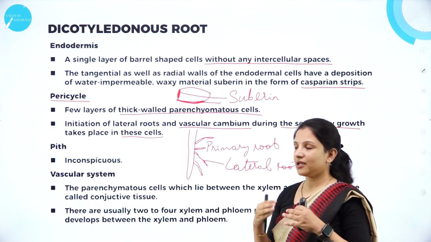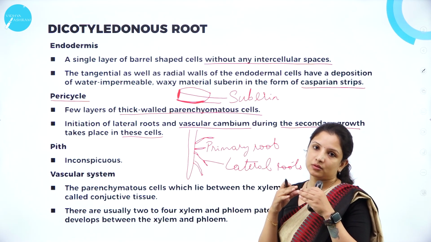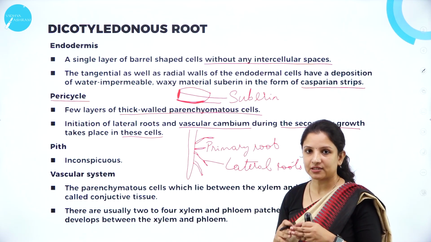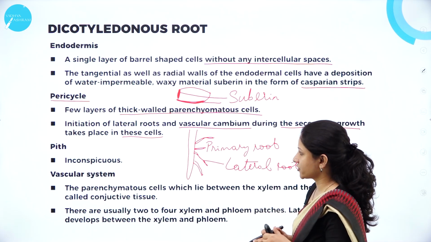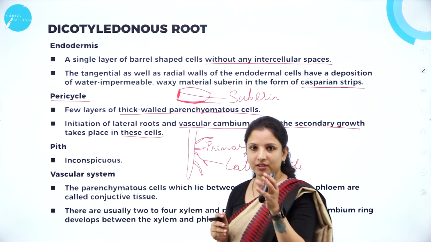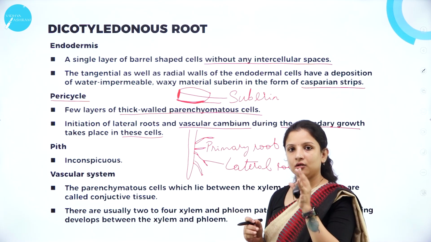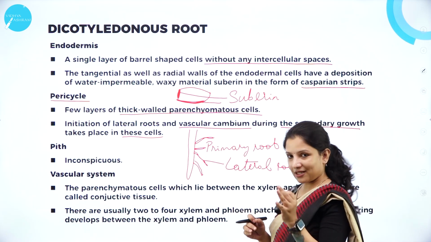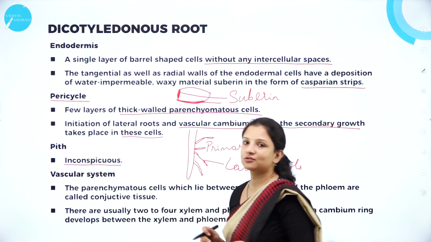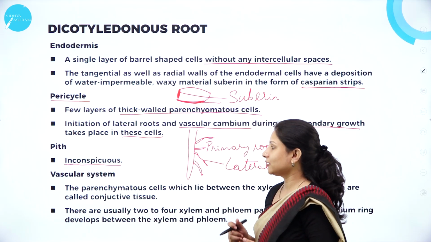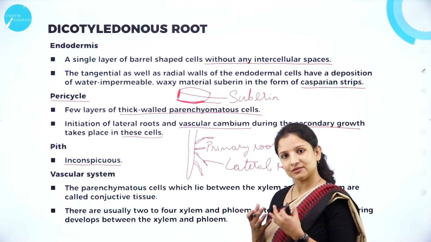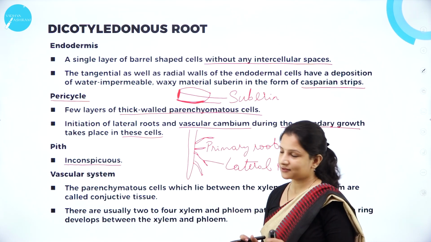These usually occur from modifications of the parenchymatous cells present in the pericycle. So that is the function. And talking about the next layer, pith. Pith is usually present at the center of the root or the stem. Here the pith is inconspicuous, that is, it is quite small. It is usually made up of parenchyma cells only, with intercellular spaces.